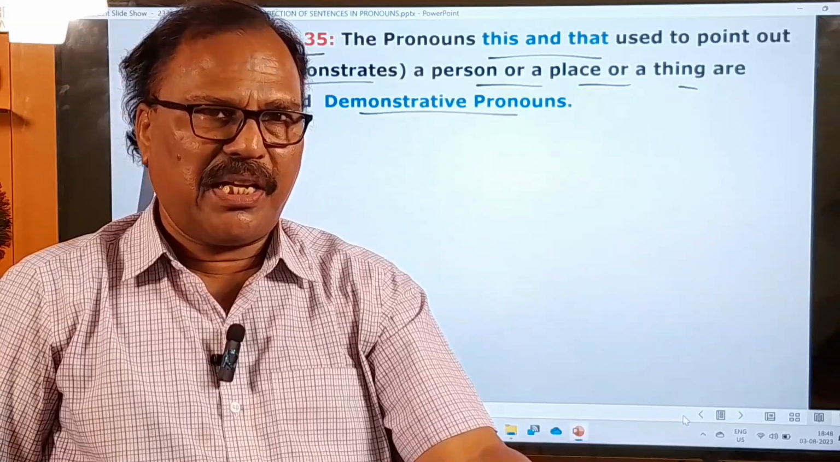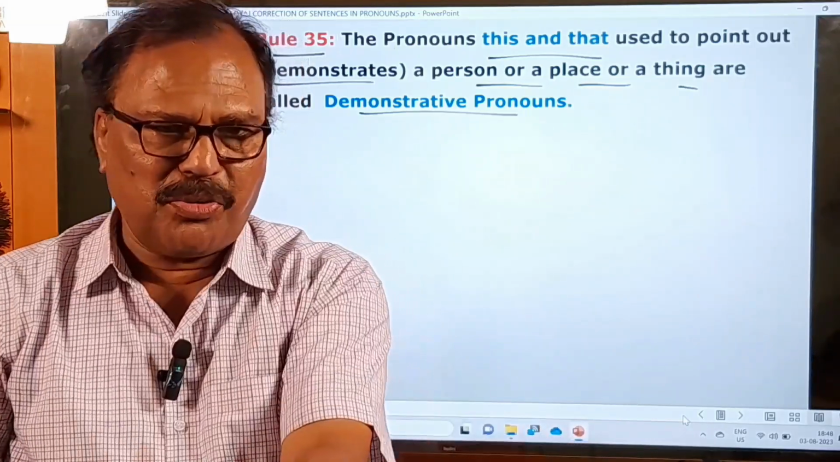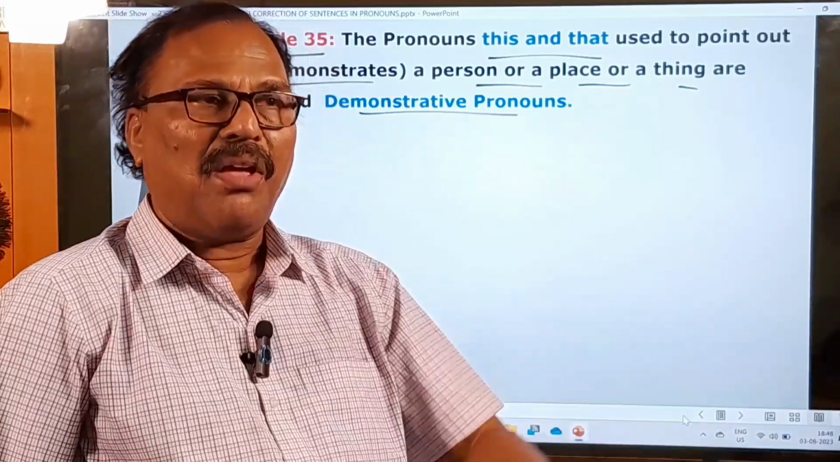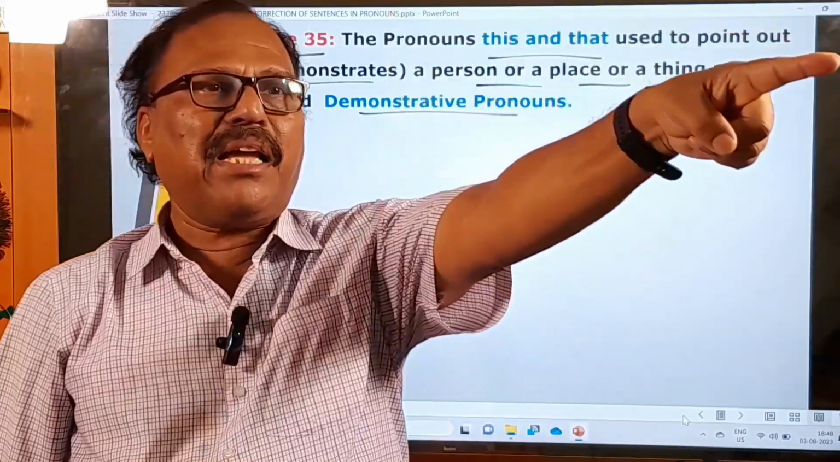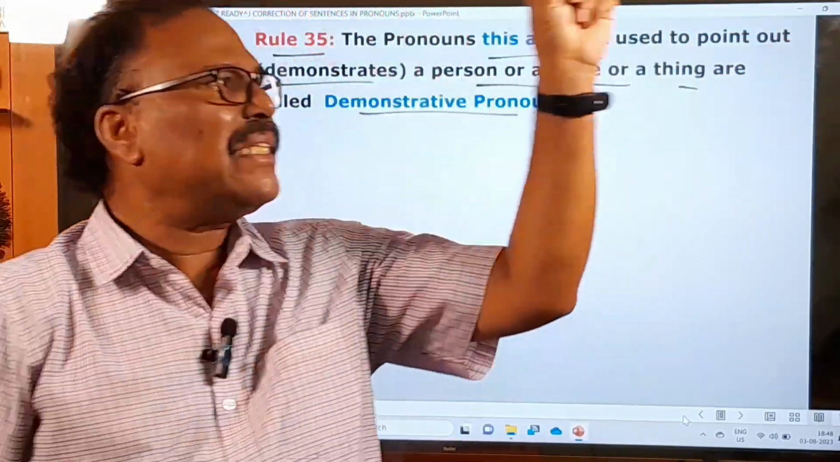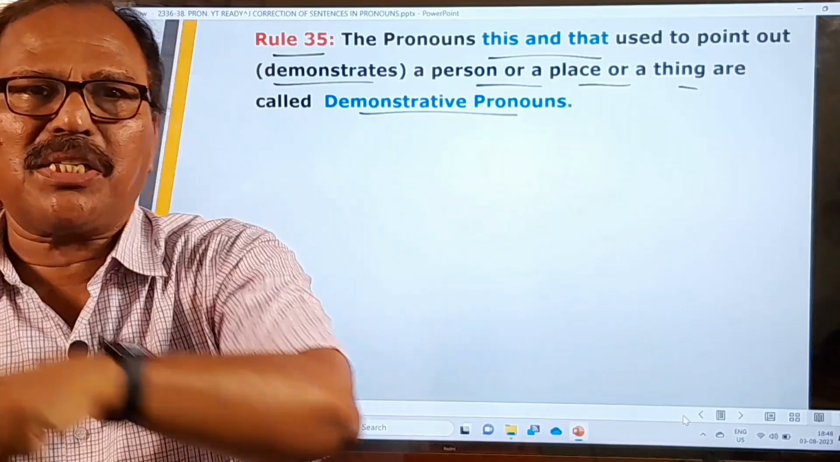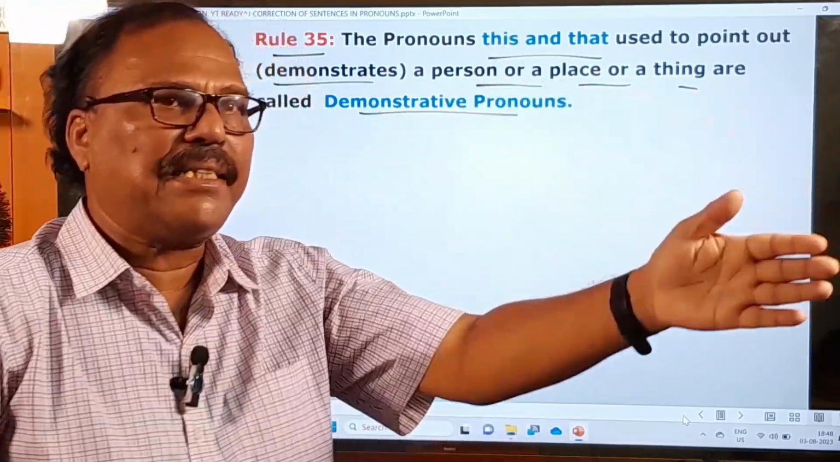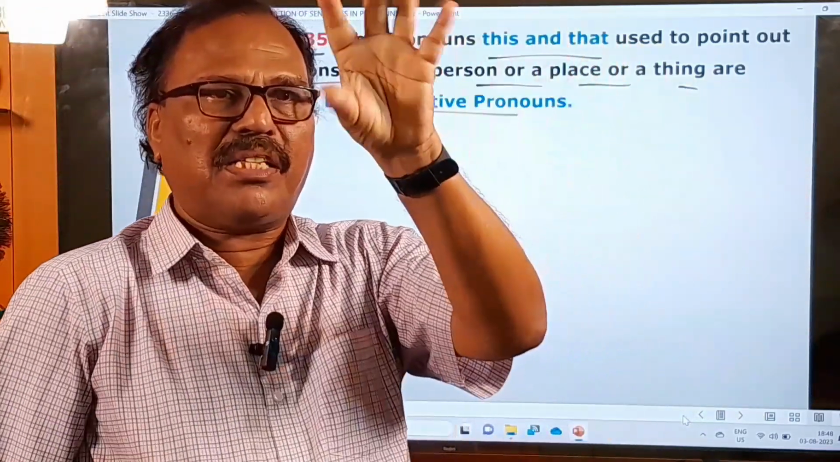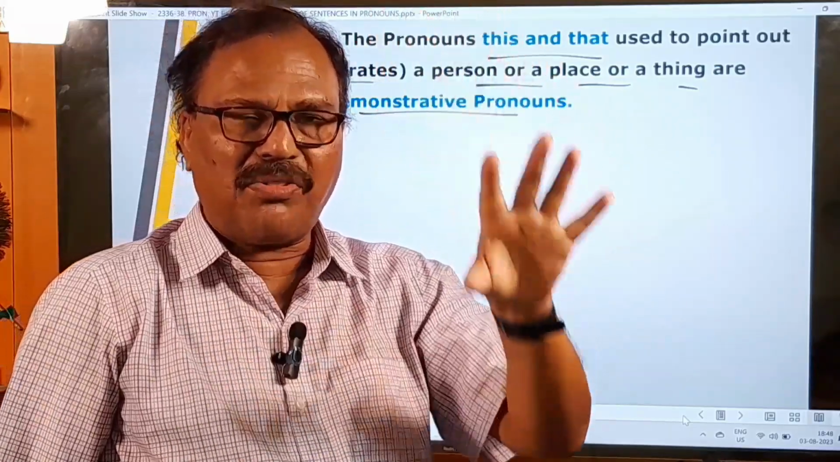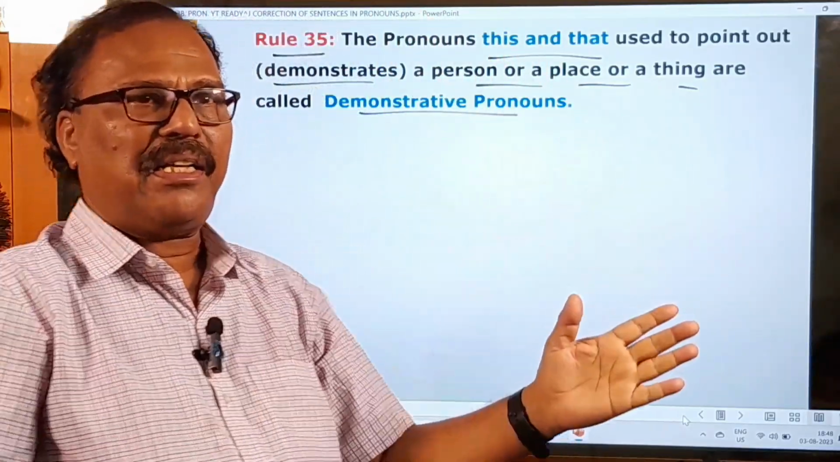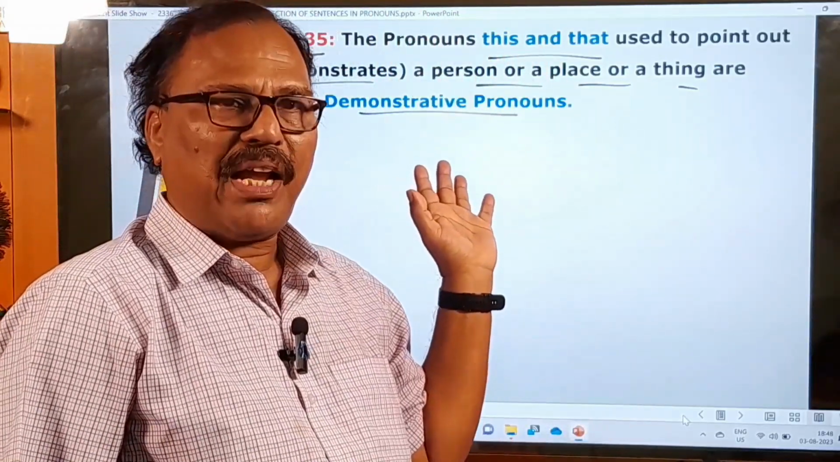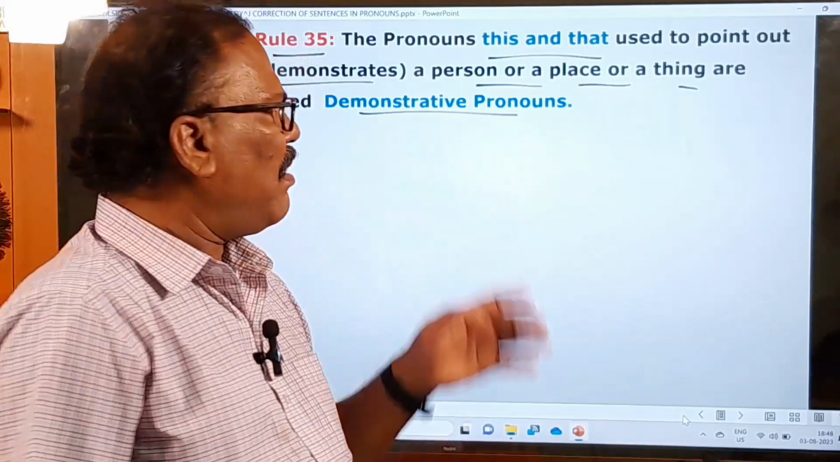This, when it is near: this is my book, this is my scooty, this is my mobile. That, when it is away from you: that is my scooty, that is my house, that is our college, that is our hospital. This, that, these, those, such: these 5 words are called demonstrative pronouns, and I have made this point clear in my video on pronouns and kinds of pronouns. Please watch that very clearly.